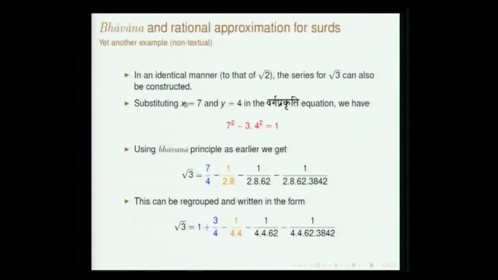Now, I will show one more example. Suppose you want to find root 3. You can start with the Varga Prakriti equation: 7 square minus 3 into 4 square satisfies this, so our initial choice is x, y equal to 7 and 4. Successive application of the Bhavana principle leads to this equation, and if one were to write it with 1 as the first term, one can regroup and write it in this particular form. So, as an application of the Varga Prakriti and Bhavana principle, one will be able to generate expressions for surds in this particular form, and this will go on.